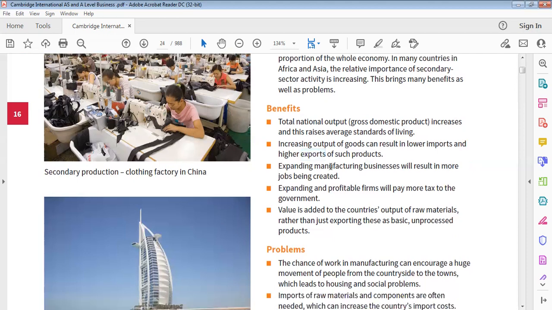Expanding manufacturing business will result in more jobs. Obviously, when you build more factories, you employ more people, and then firms will earn more profit. And more profit is also good for the government, because more profit means more tax to the government, right?